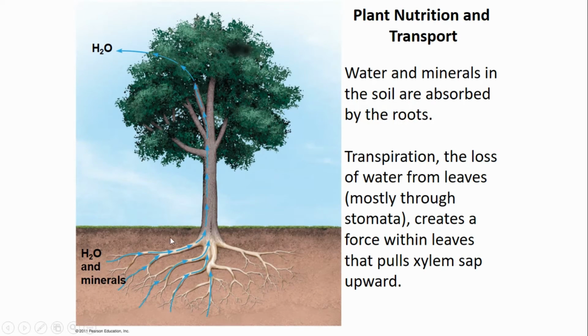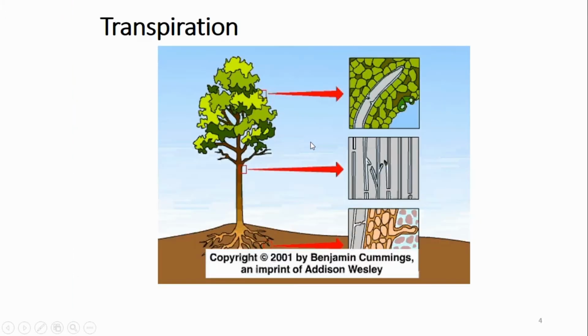You have your roots over here. This absorbs all the water and minerals, and this transpiration, loss of water from the leaves, mostly through stomata, creates a force. So think of the giant tree as a giant straw. Gas is lost to the top of the leaves and draws the water up through the roots. That's a very simple way of thinking about it. Let's go into more detail.